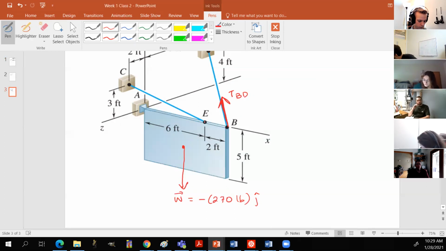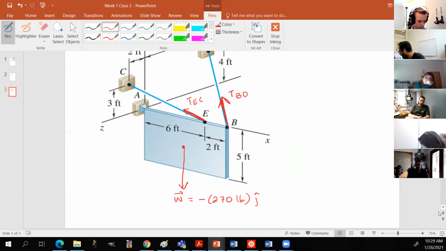Then you have from point E to C, right? Again, this will be in tension. So you'll have another force like that. So let's say that that is T_EC, that way, right? Then what else? What am I missing to solve the problem?